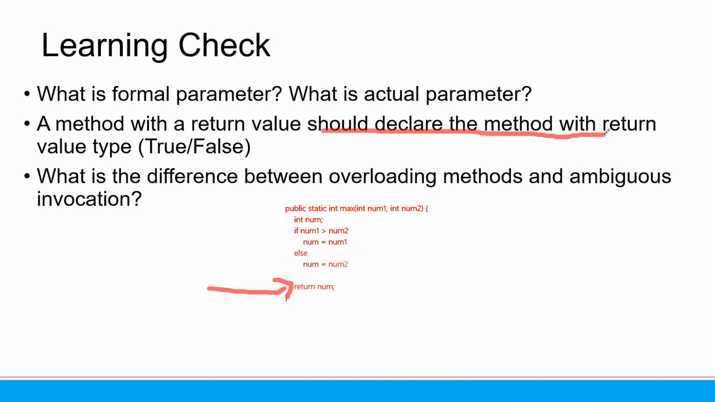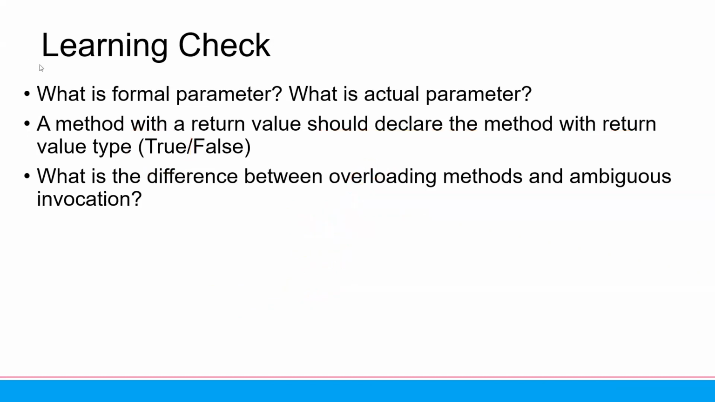A method with a return value should declare the method with a return value type. True or false? Yeah, if you have the return statement, you should declare this one. Okay? The answer is true.